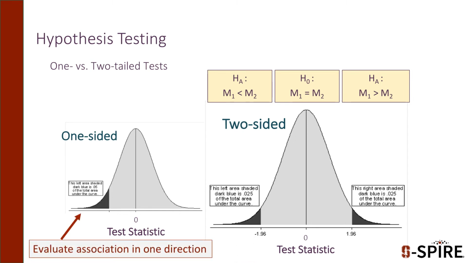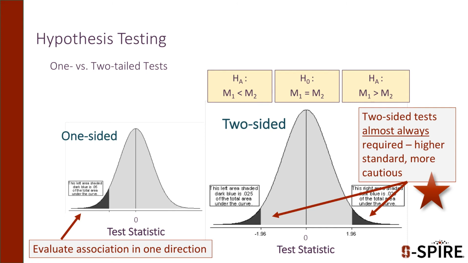If we were to use a one-sided test, we would only evaluate the association in one direction. If the association goes in the opposite direction, the p-value will not be statistically significant, and we would miss this association. Two-sided tests are almost always preferred. They set a higher standard for comparison to evaluate the effect in both directions.